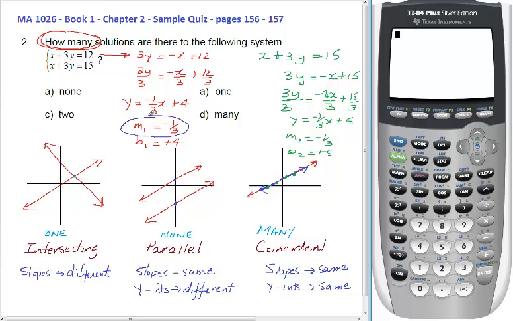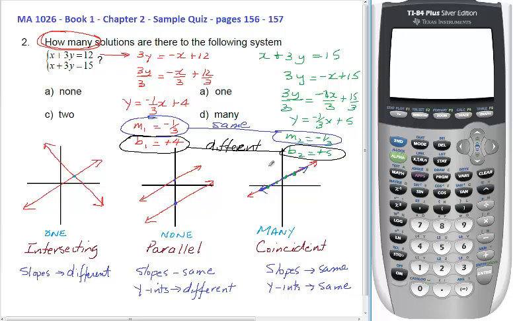Compare the slopes. What do you notice? The first slope and the second slope are exactly equal, so we have same slopes. Now compare the y-intercepts. Here's the first y-intercept, positive 4. Here's the second y-intercept, positive 5. They are different, aren't they? So if we have the same slopes but different y-intercepts, that means these lines are parallel, which means there are no solutions. So the answer to number 2 is A, no solutions.